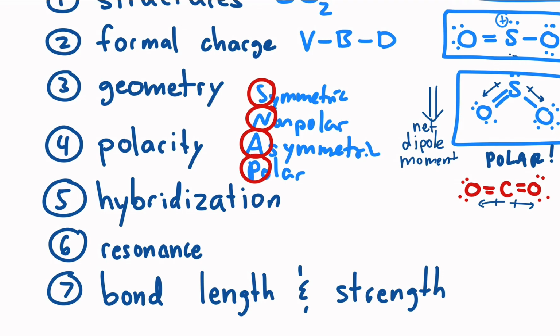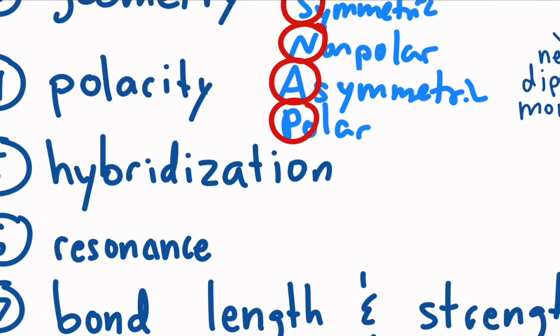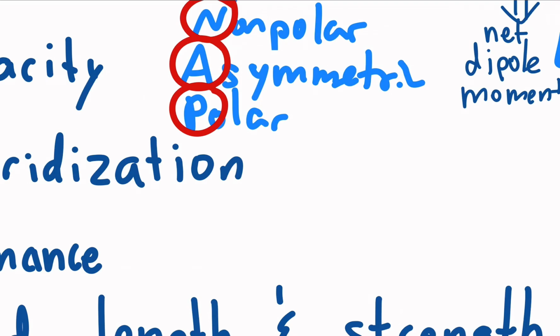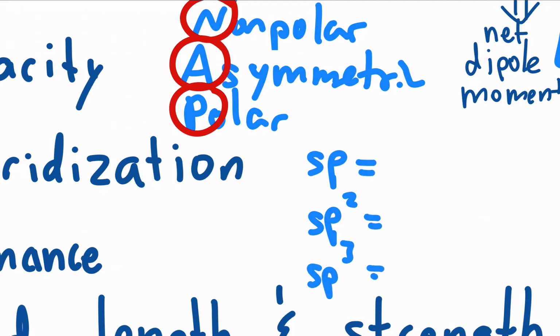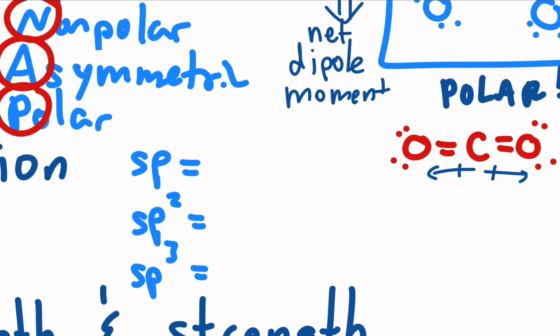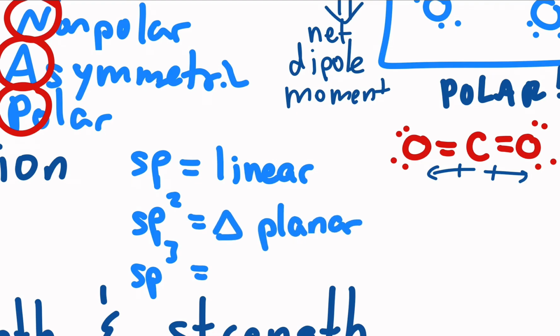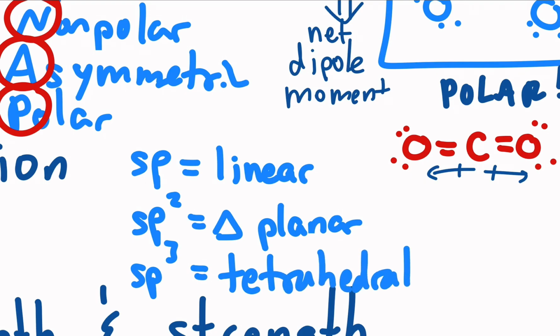Next, hybridization. Hybridizations go hand in hand with geometries. There's only 3 that you really need to know. The hybrid orbitals that exist as sp, sp2, and sp3. And those go with the 3 simplest electron geometries. An sp atom has a linear electron geometry around it, and sp2 has a trigonal planar geometry around it, and an sp3 system has a tetrahedral electron geometry around it.